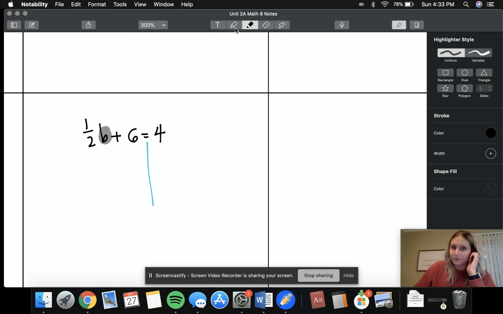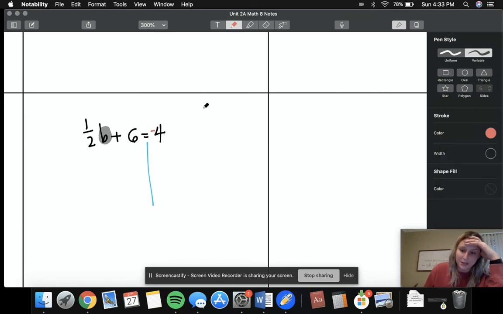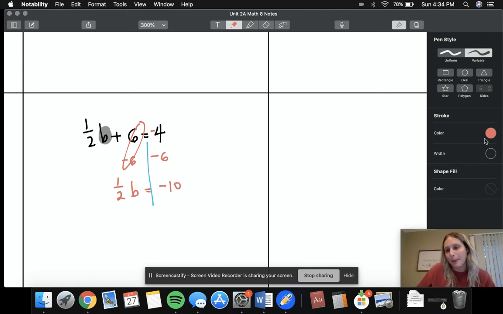Okay. All right, so the first thing we're going to do is think about what's happening. We're taking half of something, adding 6 to it, and it equals a negative 4, not a positive 4. Sorry. Okay, so we're going to get rid of the constant, the adding or subtracting, first. This is a positive 6, so we are going to subtract 6. That would make a 0. Then we have half a b left over. We have negative 4 and negative 6, which would make negative 10.